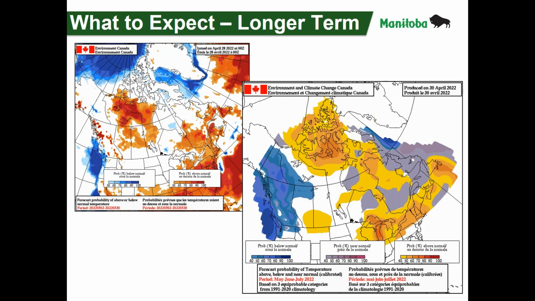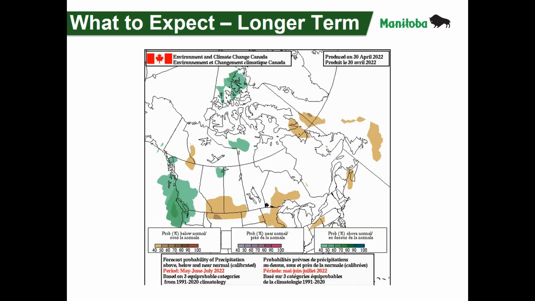So again, it's like a waiting game. We have to wait and see what happens. But for now, we don't have any inclination as to if we would be above or below or just near normal in terms of temperature. And for precipitation, again, it's the same. We really don't have any inclination.